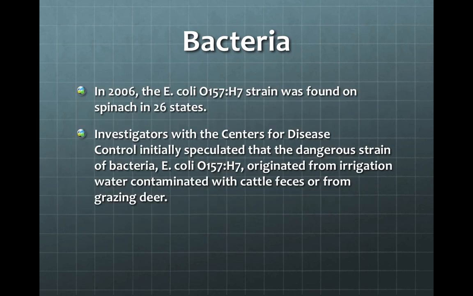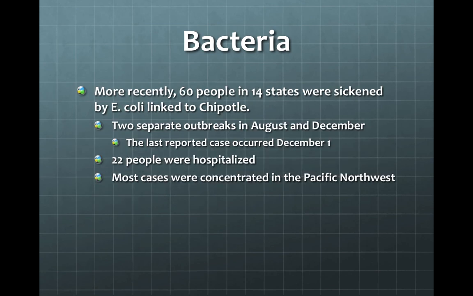In 2006, the E. coli O157:H7 strain was found in spinach in 26 states. Investigators at the CDC initially speculated that the dangerous strain of bacteria originated from irrigation water contaminated with cattle feces or from grazing deer. So this is happening more and more now. This was a long time ago, but it's happening more and more.